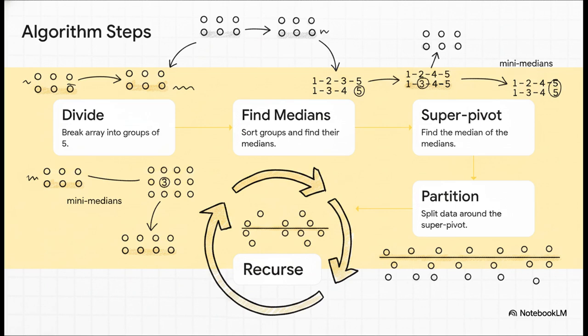Step 4, we partition our main data around that super pivot just like before, separating the smaller and larger numbers. And step 5, we recurse. We just repeat the whole process on whichever side contains the exact order statistic we're hunting for.